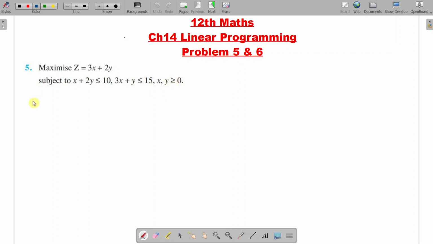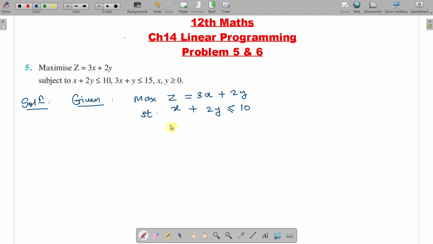So let us start solving the problem. We have already solved 4 problems of this exercise, so the same method we have to use here. Solution: let us write what is given to us. Maximize z equal to 3x plus 2y, subject to x plus 2y less than or equal to 10, then 3x plus y less than or equal to 15, and x, y greater than or equal to 0.